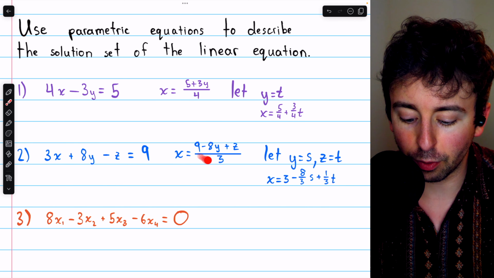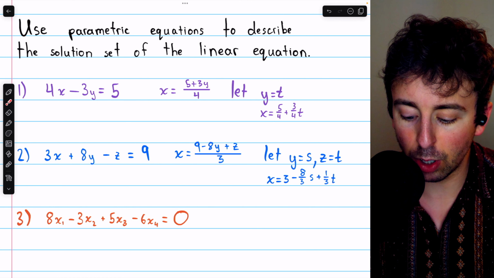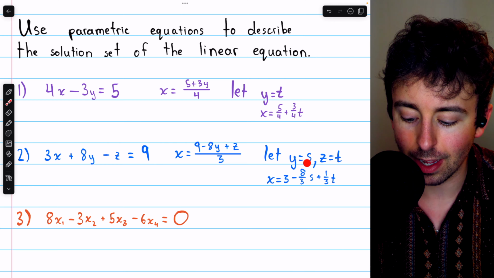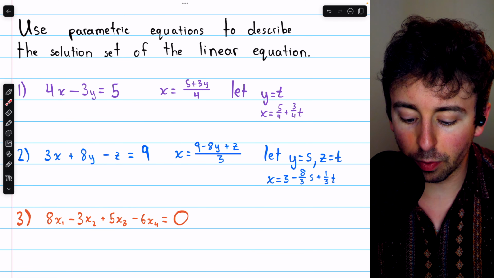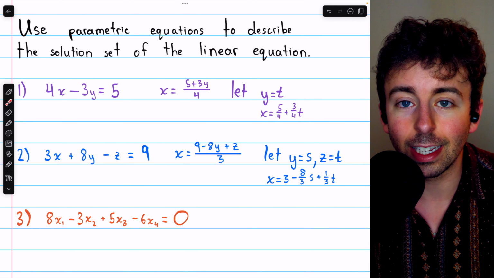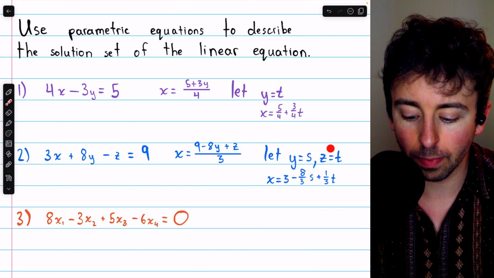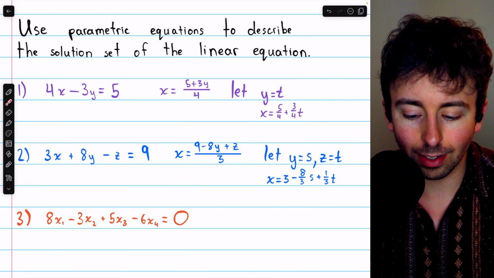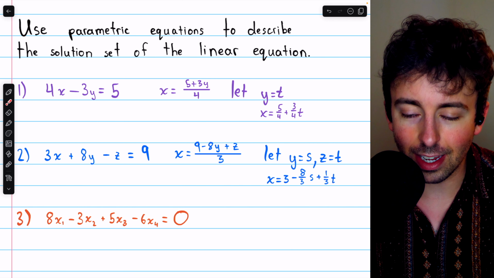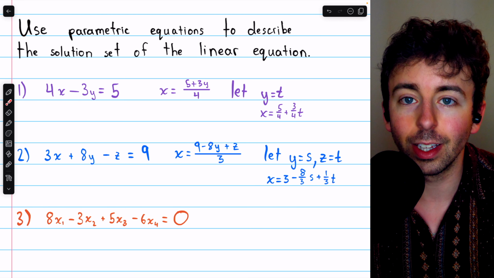Just separating this fraction, 9 over 3 is 3, minus 8 over 3 y is minus 8 over 3 s, and z over 3 is 1/3 t. So any triple x, y, z of this form is a solution to this linear equation. y and z can be whatever they like, and x is calculated accordingly.